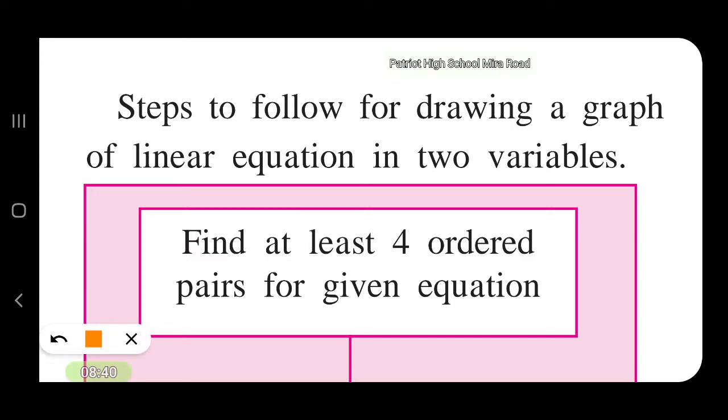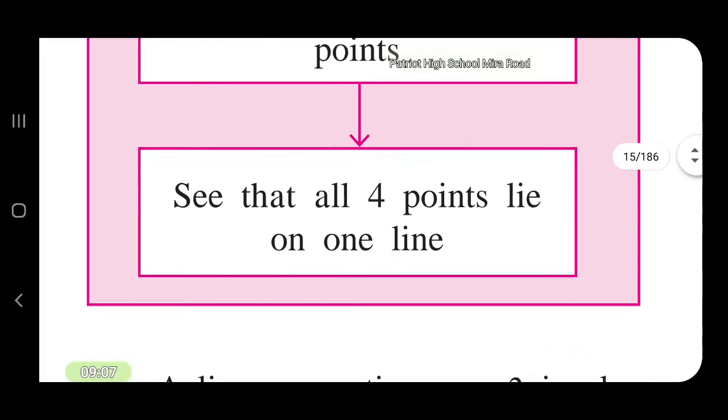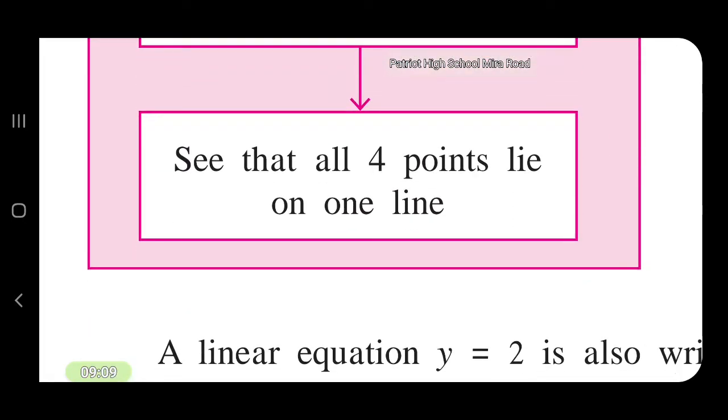Steps to follow for drawing a graph of a linear equation in 2 variables. So we need 4 ordered pairs for the given equation. So we find at least 4 ordered pairs for a given equation. Next, draw the x-axis and y-axis on the graph paper and plot the points. See that all the 4 points lie on one line.